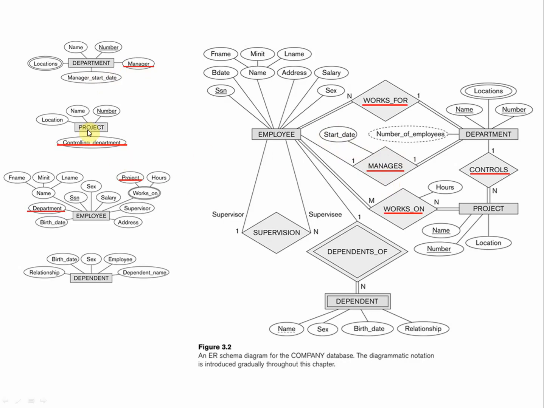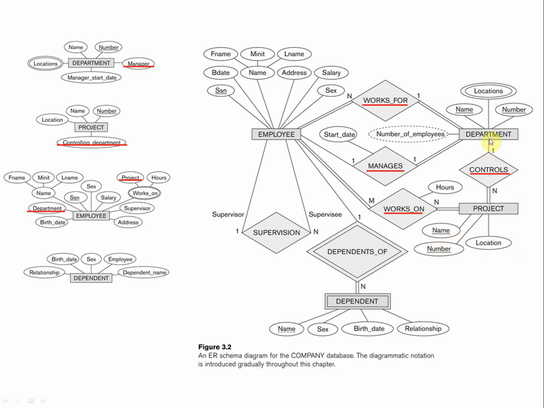Now, if we look into the project, you have a controlling department indicating which department controls the project. That converts in here. And you can notice that once we convert that, the project does not have that attribute anymore because that attribute has been converted into a relationship. So you can see the project now has only name, number, location. Both of these items are underlined, indicating that both of them can be a good candidate key.